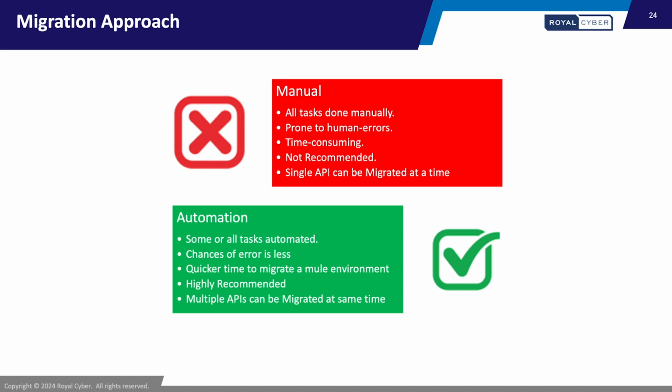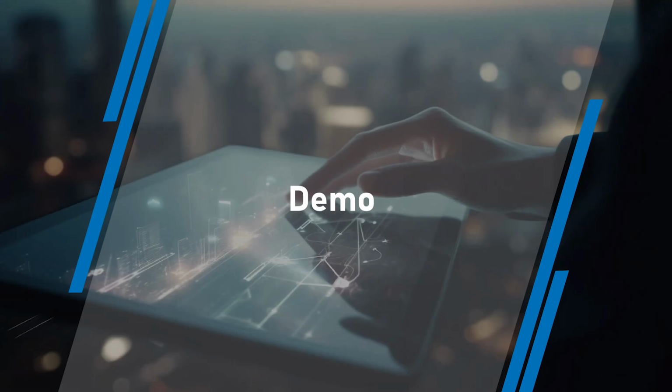Whereas when you're using the automated version of it, which is this accelerator that we have, all or some of the tasks are going to be automated. There will be less chance that you'll get errors. You can quickly migrate a runtime Mule environment. It is highly recommended, and you can migrate multiple APIs at the same time. And that's what we're going to showcase in our demonstration today to ensure that you get the best benefit out of this accelerator.